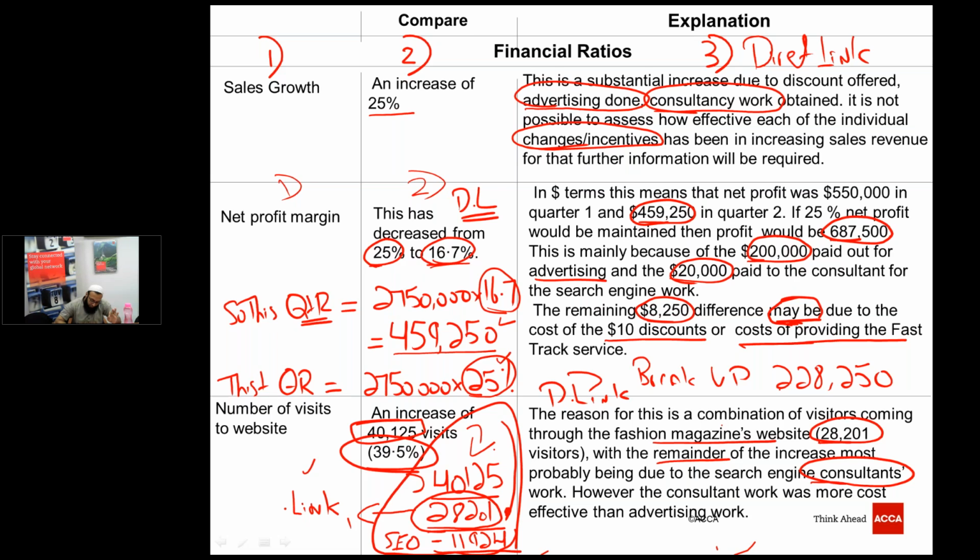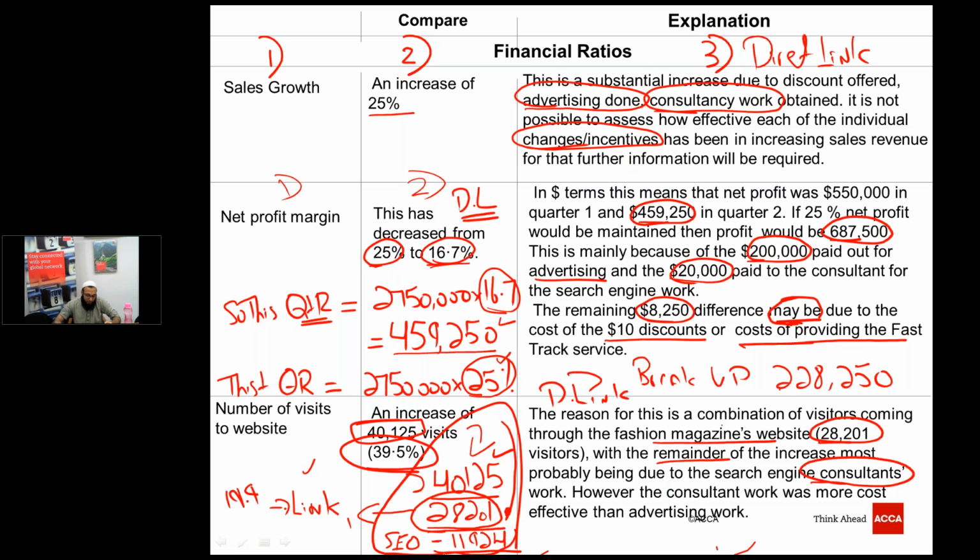Quickly, let's see. Total number of visits is 4125, that increased. Number 2, 19.9% came from magazine link as given in the question. So I worked out 19.9% multiplied by the total 141,000 of the website hits. The remaining was through SEO.